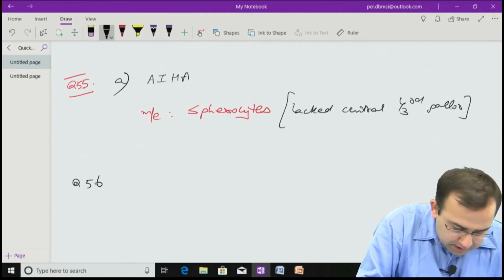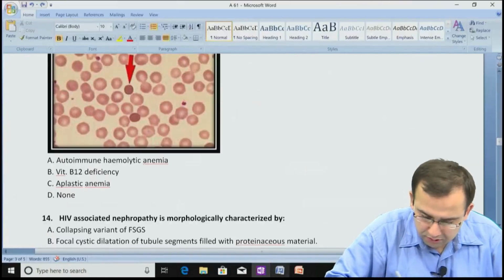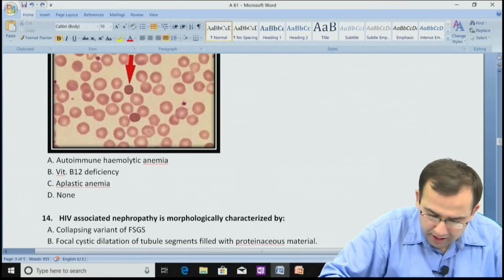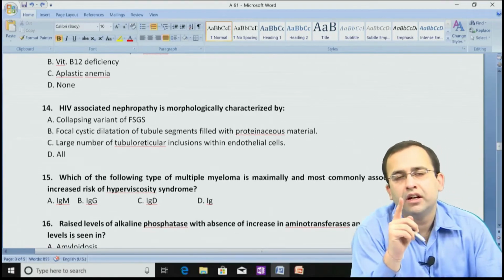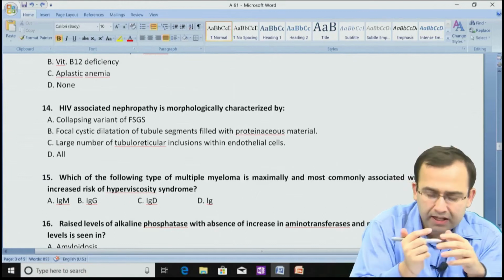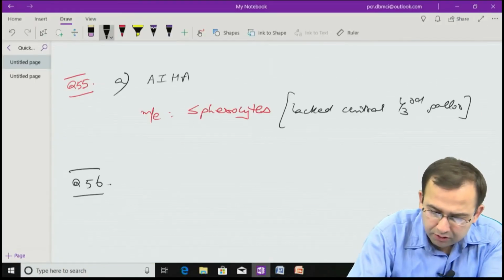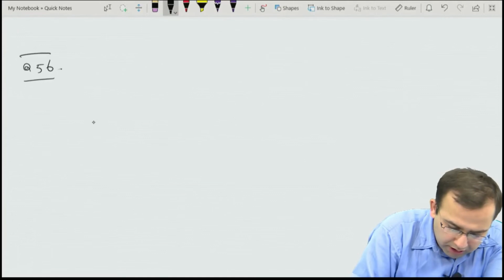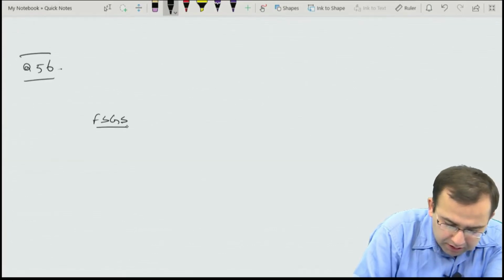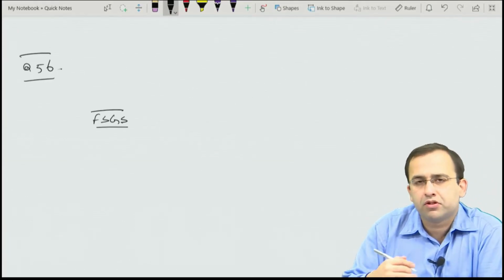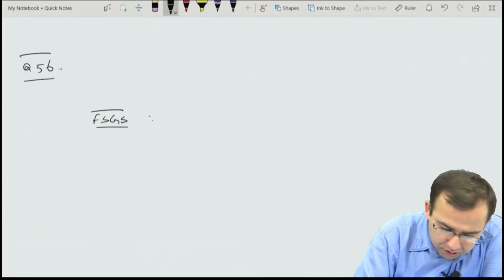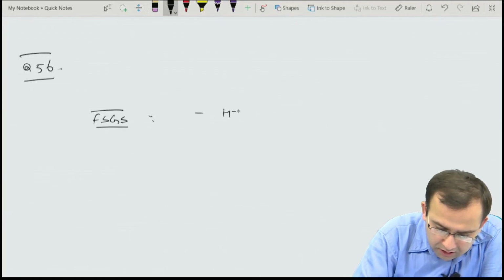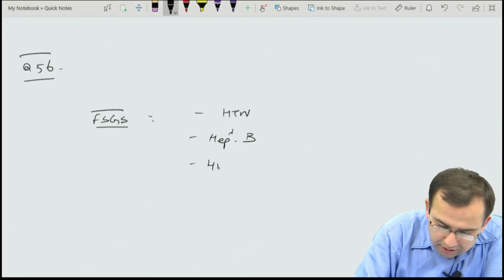Next, this gets us to question 56. HIV is associated morphologically by. Firstly, it is a subtype of FSGS. What is the fancy name of this variant of FSGS? Before we go to HIV and the question, you know FSGS, focal segmental glomerulosclerosis, has numerous causes. The initiating cause is reduction in renal mass. So the causes of FSGS are hypertension, hepatitis B, HIV.